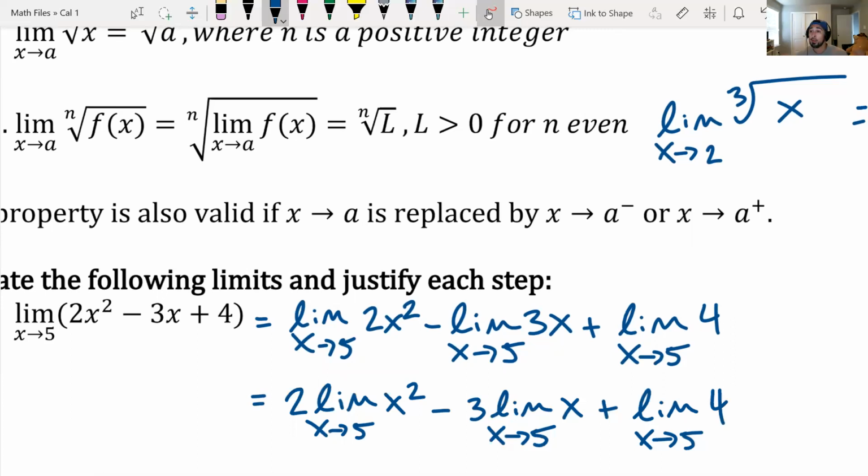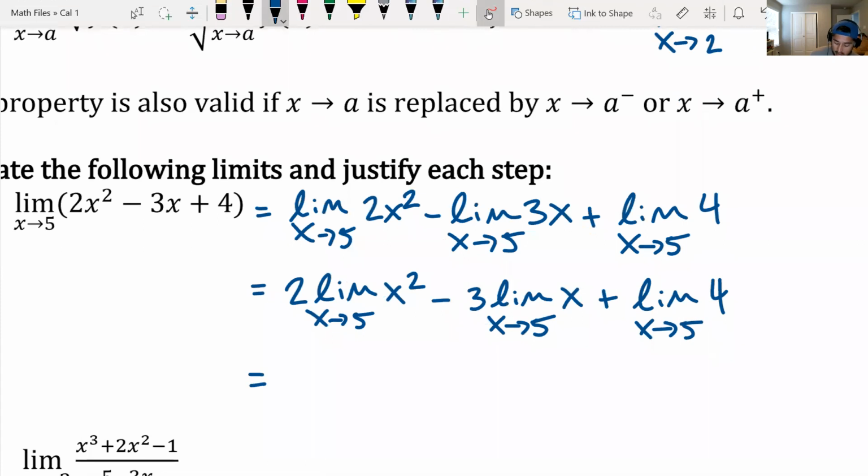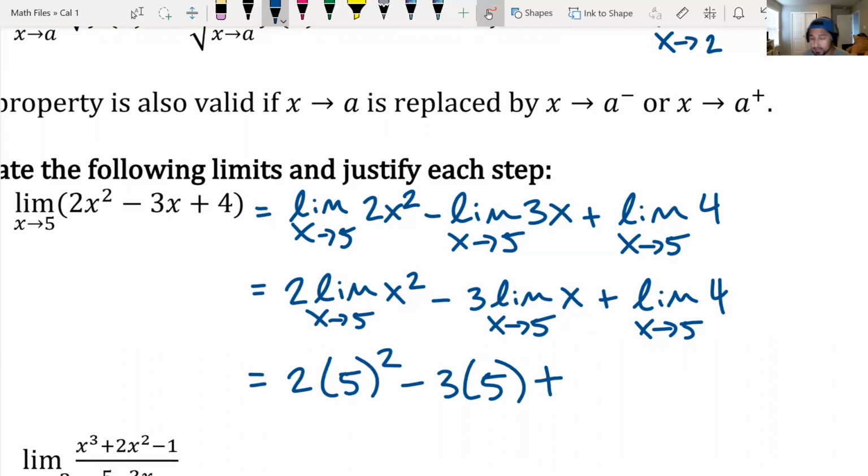Okay. And now, all we have to do now is use what? Rule number 2 and 8, I believe it was, or just the direct substitution property. So for the first two, for x squared and x, you'll plug in 5. So here's what we have next. You'll have 2 times 5 squared minus 3 times 5 plus, and this very last limit uses the constant rule, the very first rule.